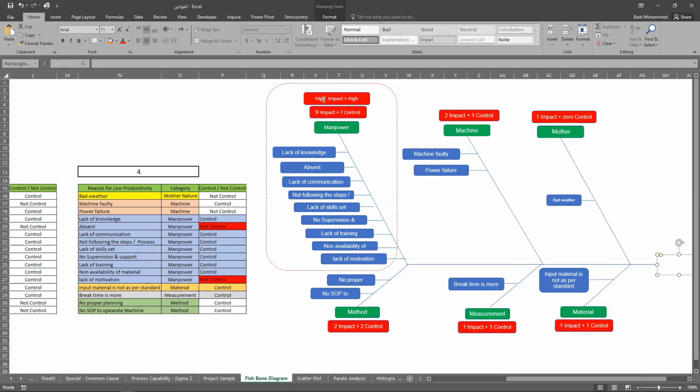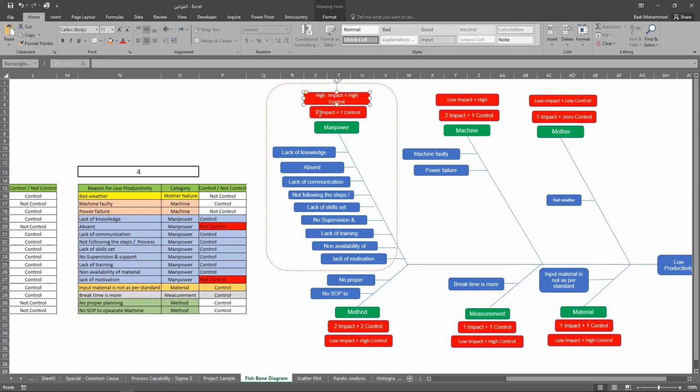So here, for example, we have 9 impact, which is 9 X's. How many of them are we controlling? We control 7. So that means high impact and high control. Your X's here can be easy to eliminate, and your Y will be easy to fix.